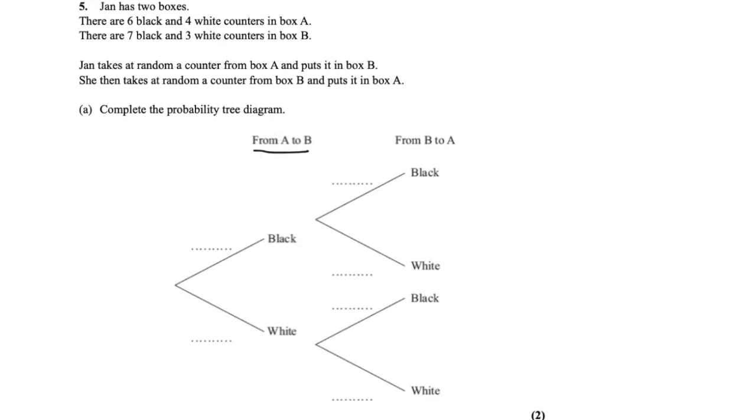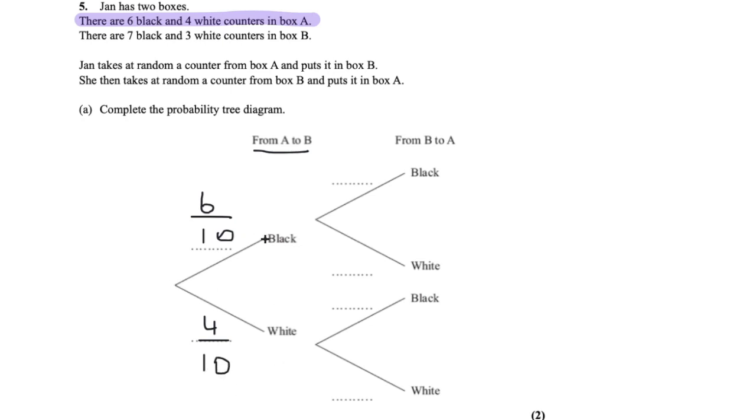So we're only at this moment in time focusing on box A. So we've got 6 black and 4 white. So the probability that she takes a black counter is going to be 6 out of 10. Probability that she takes a white counter is 4 out of 10.